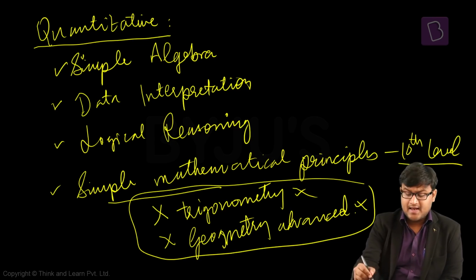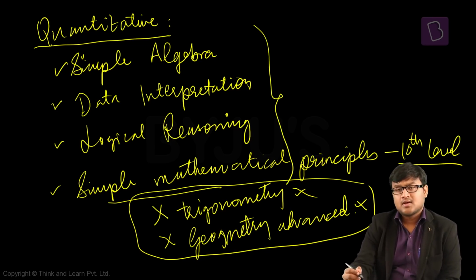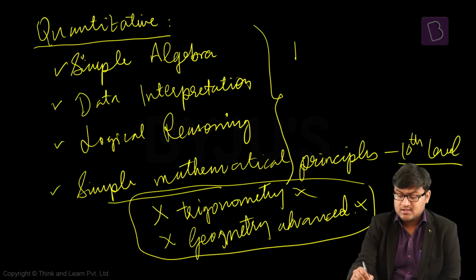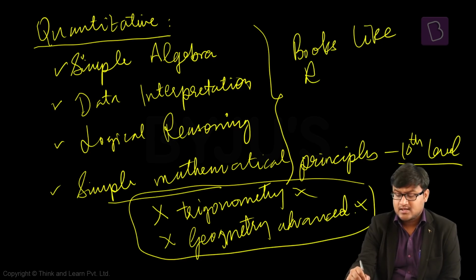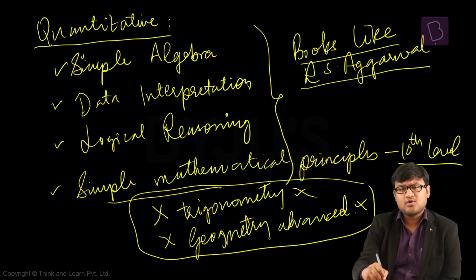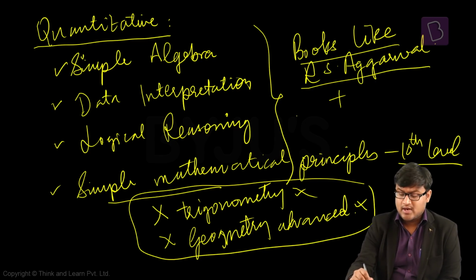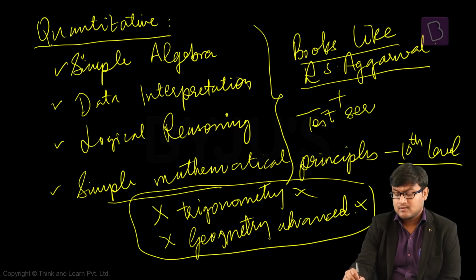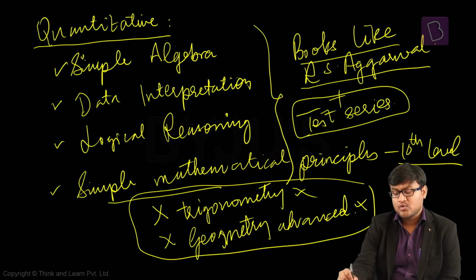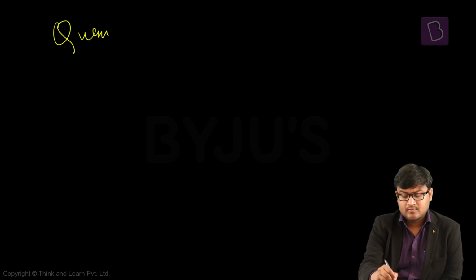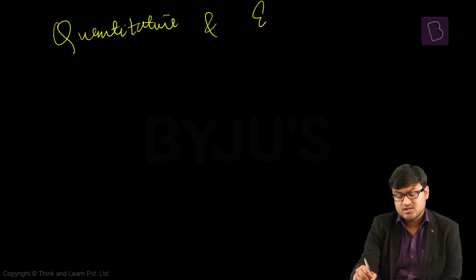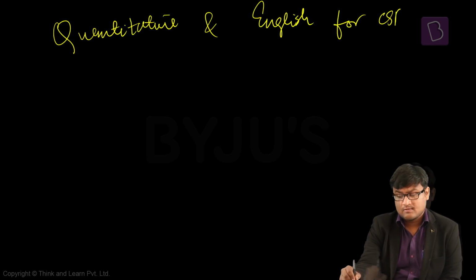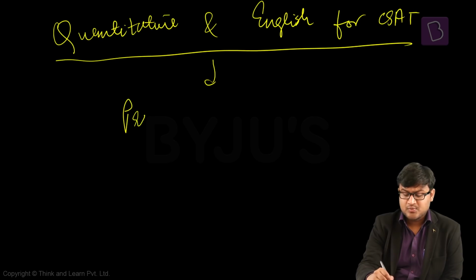For preparing all this stuff, you can follow books like R.S. Aggarwal, or if you are comfortable with this, you can simply join a test series and solve the questions in the test series. The best way to prepare the quantitative stuff as well as English for CSAT is to look up previous years' UPSC papers.